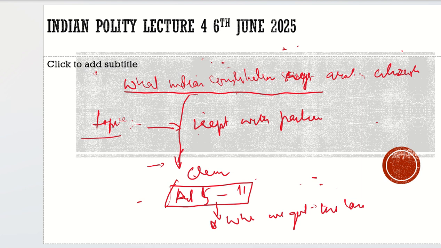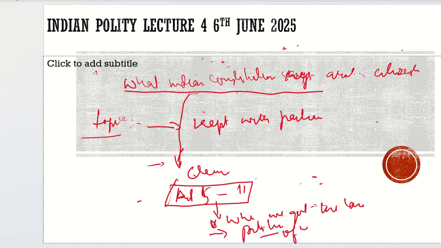So what was the need for that? What was the need for these articles? Why do we need to define who are the citizens of India? Why was our constitution forced to define who are the citizens of India? For that, you have to understand the partition of India.